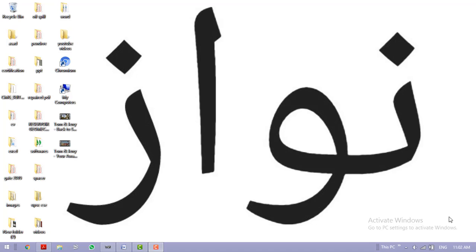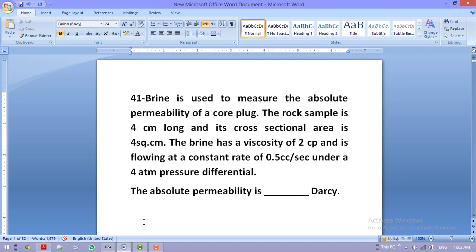So in today's video we are going to see one of the numerical problems which appeared in GATE 2016, and in this question we are going to find the permeability. Okay, so let us quickly see the question. The question number is 41 for your reference, and the GATE year is 2016.